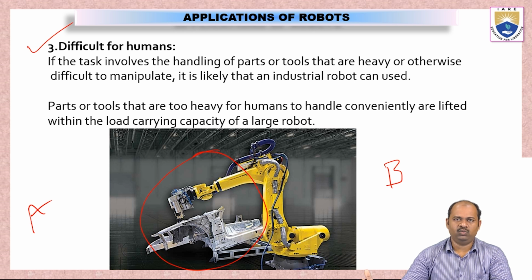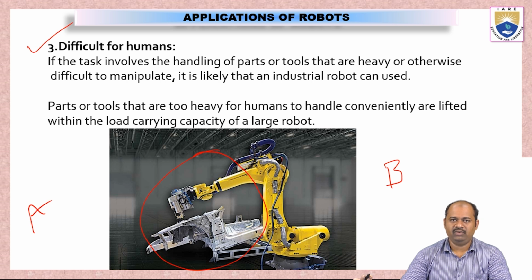So whenever the parts or tools are heavy for human beings, these objects can be conveniently lifted within the capacity of the robot. Every robot has a fixed load capacity which it can lift or carry. Within that limit, the robot can easily lift loads and move them from one place to another. Robots can also be attached with special equipment while moving objects, like grippers, magnetic grippers, and vacuum grippers. These kinds of grippers can also be used to lift the objects.